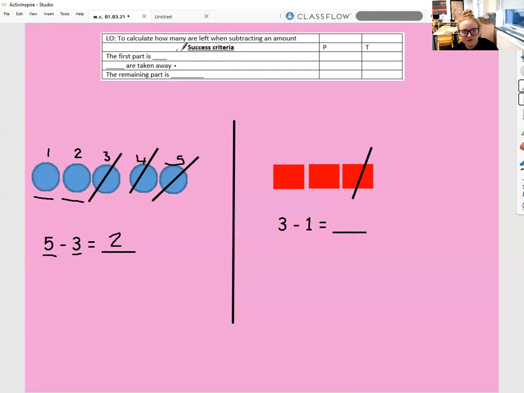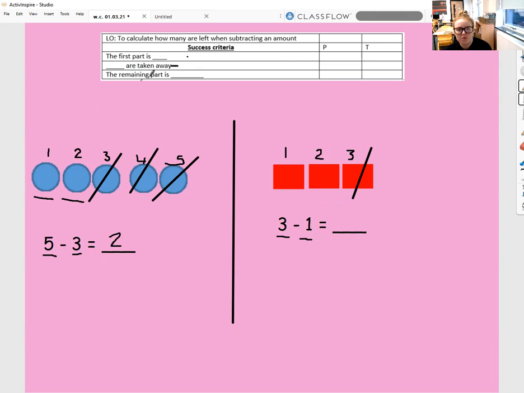Fantastic. Okay, so what is our first part? The first part is 3. That's how many we had altogether: 1, 2, 3. So first there were 3. And then how many are we taking away? Well, it says we're taking away 1. So we've got 1 line through one of our squares. Fantastic.